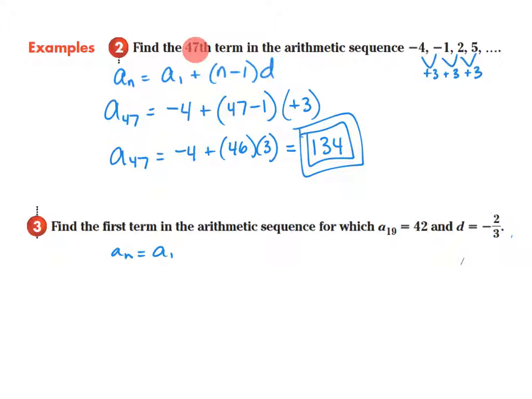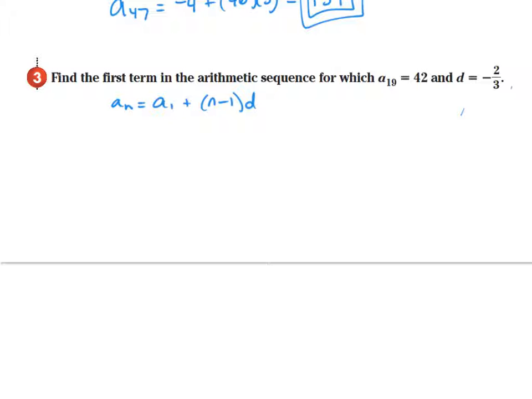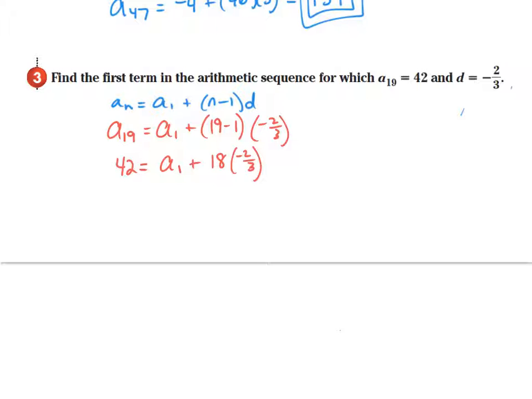A sub n is equal to A1 plus n minus 1 times d, but they want us to find the first term given all of these other terms, right? So we know the 19th term. We're trying to find A1. That means our n is going to be 19, and our d they give us as -2/3. So we have 42 is equal to A1 plus 18 times -2/3, 6 times, so -12, right?